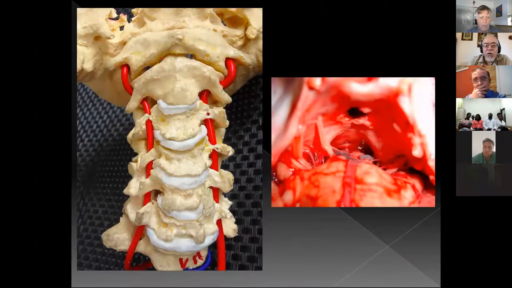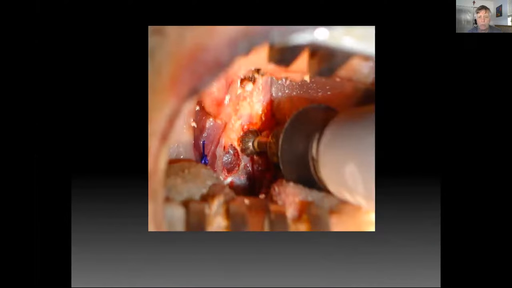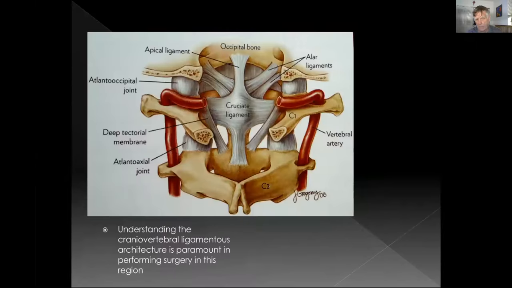So once we advance to making this approach, here you can see a cadaveric dissection in which I have done the drilling of the clivus. What we can see here is the lower cranial nerves, the vertebral arteries joining to form the basilar artery. So here, this is an injection. This is a drilling of this region.